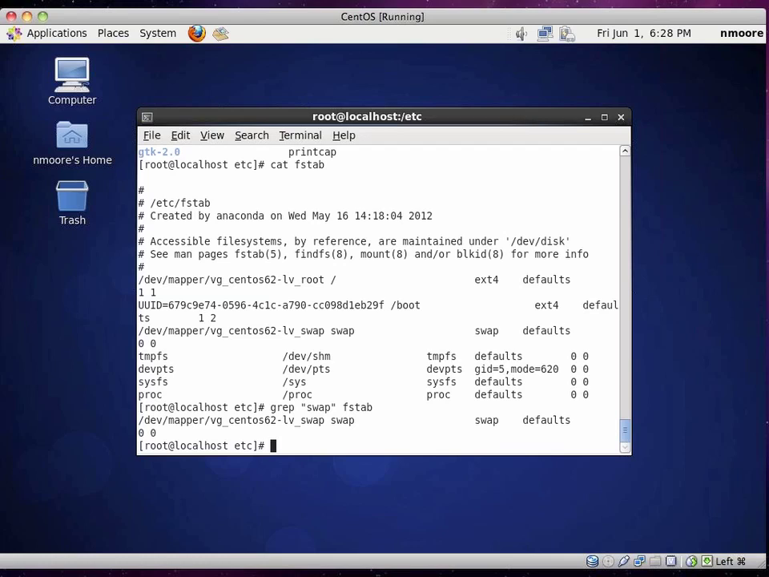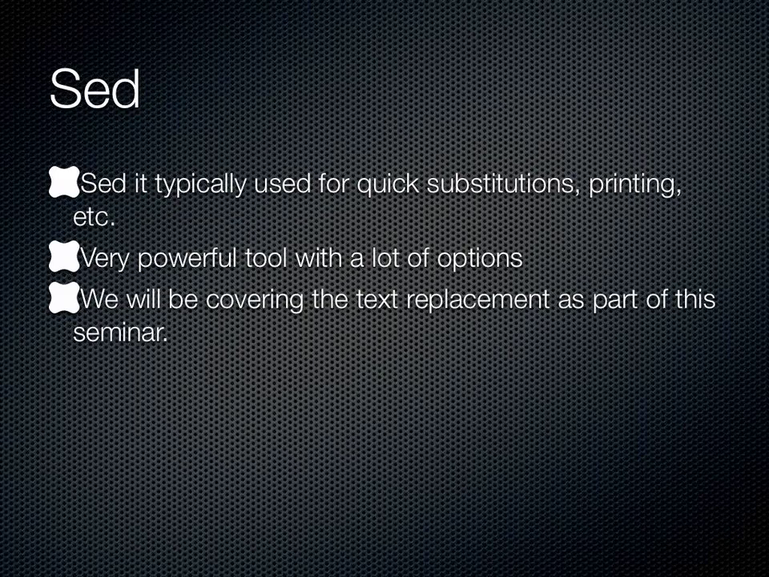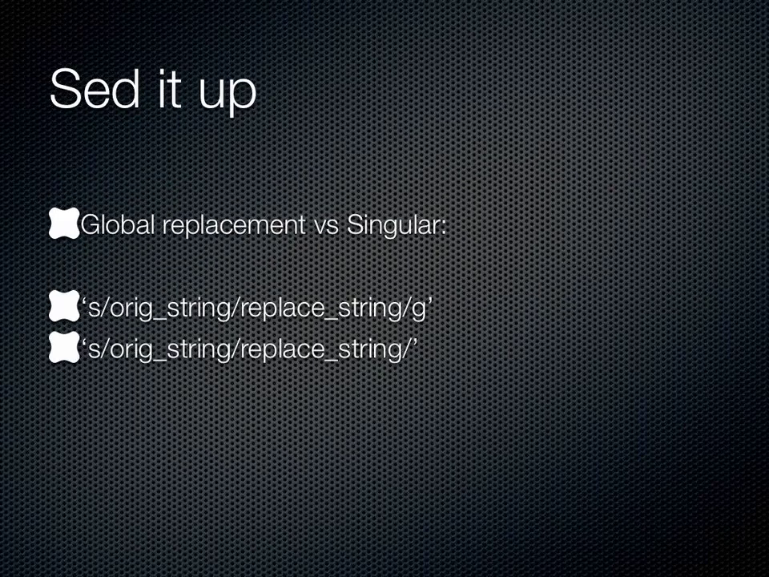So if we switch back over here, the next thing I wanted to talk about is sed. Sed is great for substitutions, and that's typically the most common use for it. It is a very, very powerful tool. There's a lot of options in there. I'm only going to be covering just the substitution piece. We have two main ways of looking at that. When you're running sed, you can either replace the first instance, in this case using the bottommost line here, s/original string/replacement string/. If we want to replace every occurrence, we add the g to the end of that.